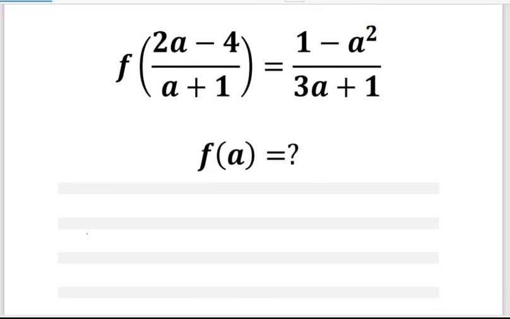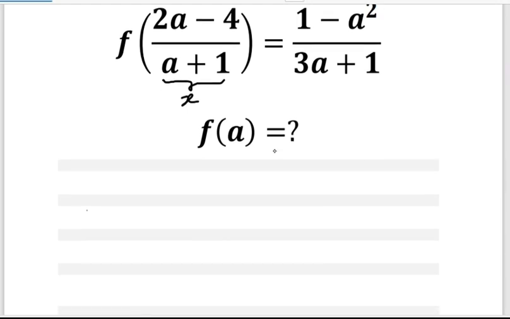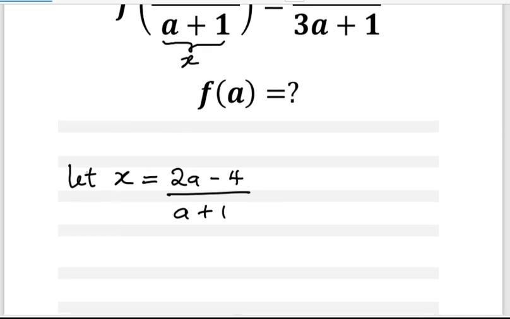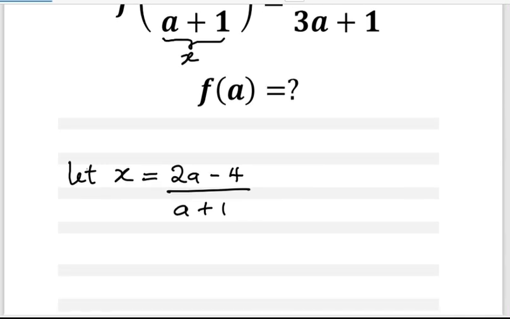So here we're trying to find f of a from this. To do that, we're going to let all this term here be x, and we're going to solve for a. So the first step is to let x be equal to 2a minus 4 over a plus 1. Here we're going to make a the subject. We're going to find a in terms of x.